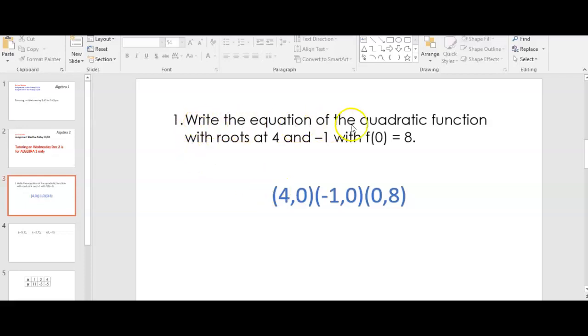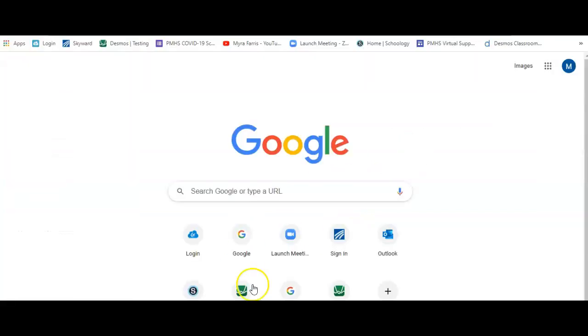So we are going to write the equation of a quadratic function with roots at 4 and -1 and 0, 8. Here's how you write those in point form. And here's how we are going to figure out the equation using a program called Desmos.